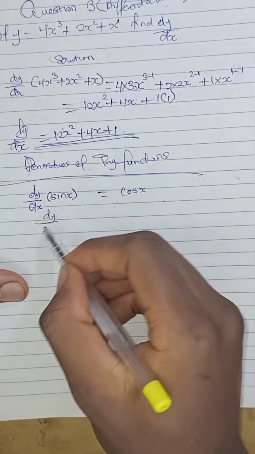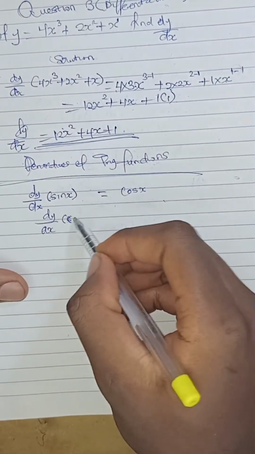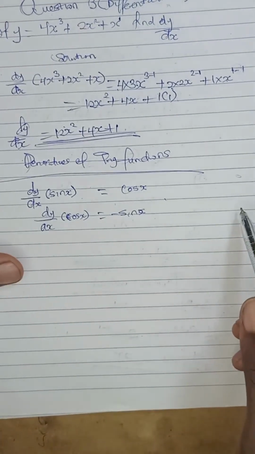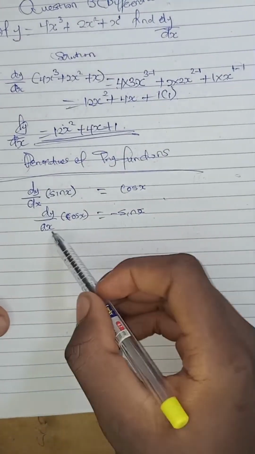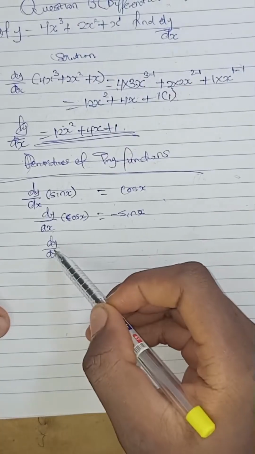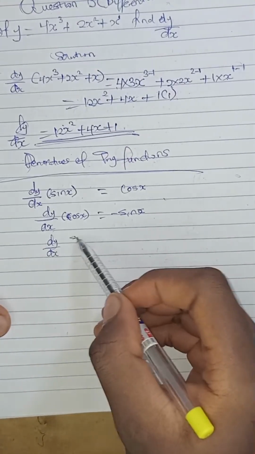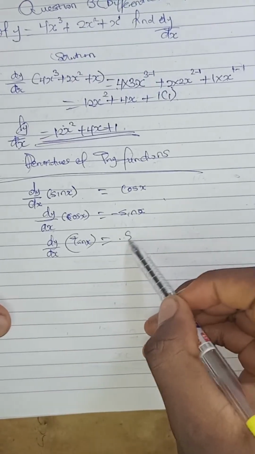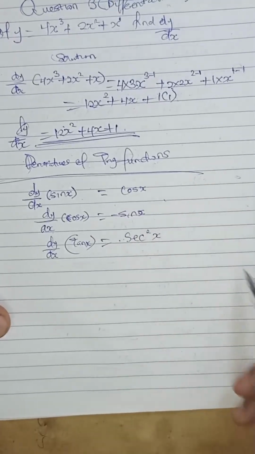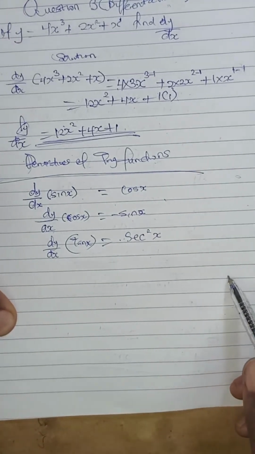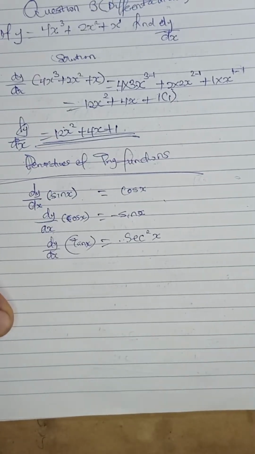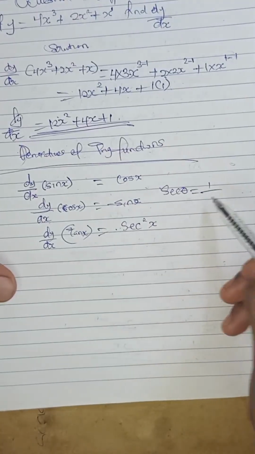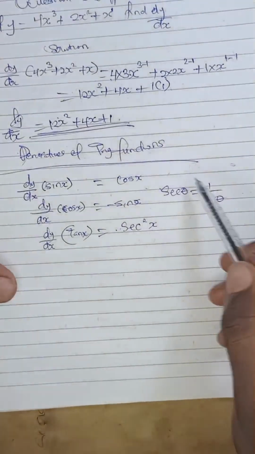The derivative of cos x is equal to negative sine x. Take note of these, they are very, very important. It's good you know them. The derivative of tan x is equal to sec square x. Secant is the inverse of cosine. So sec theta is equal to 1 over cos theta. Always take note of these in trigonometry.